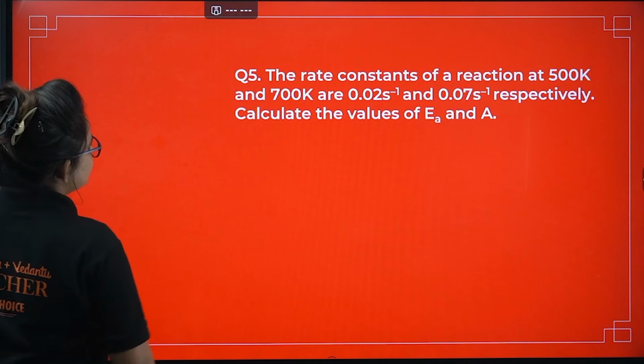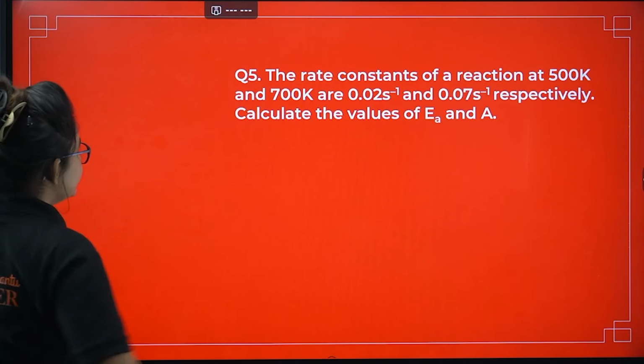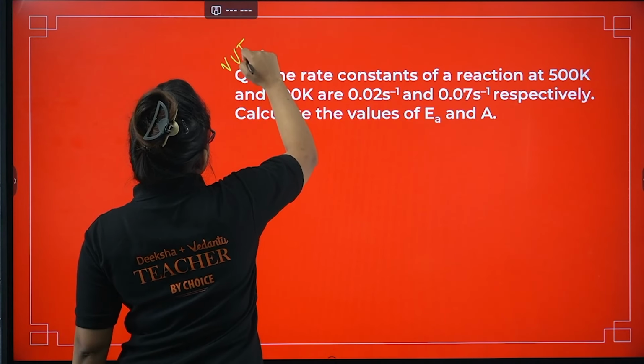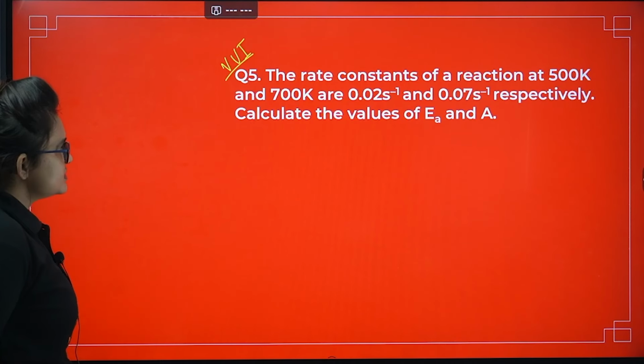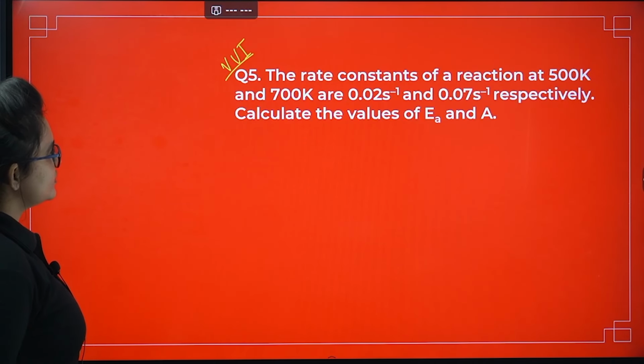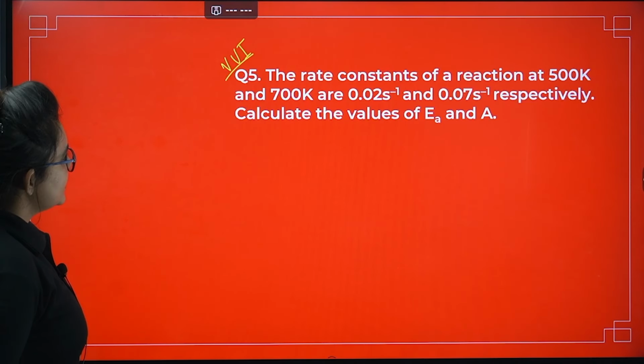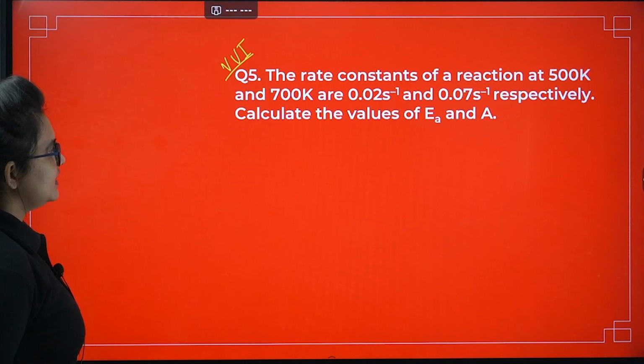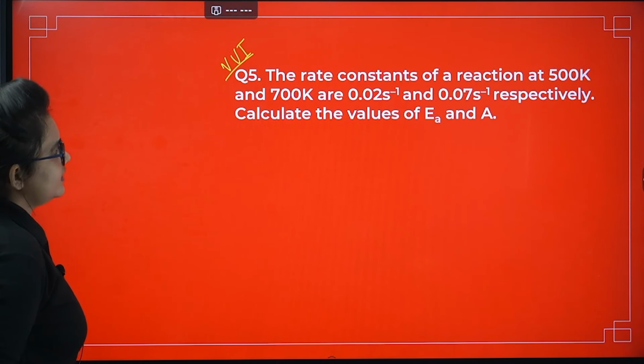Let's go ahead. The rate constant of a reaction, very important problem. Okay, this is a very important problem. The rate constants of a reaction at 500 Kelvin and 700 Kelvin are 0.2 second inverse and 0.7 second inverse respectively. Calculate the values of EA and A. Okay, let's go ahead.